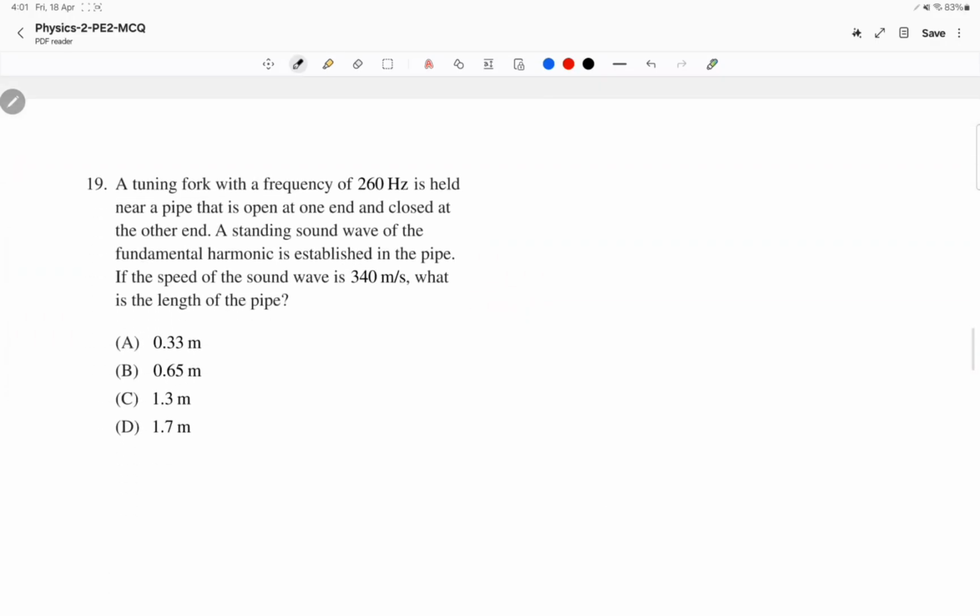Question 19. Now here we actually have talked about something very important, which is that a pipe that's open at one end and closed at the other end must have this equation: L is equal to N over 4 lambda. But this equation is not provided to you in the equation sheet, so you gotta be very careful. Now, we're talking about the fundamental harmonic. That means that N is equal to 1. So L is equal to 1 over 4 lambda.